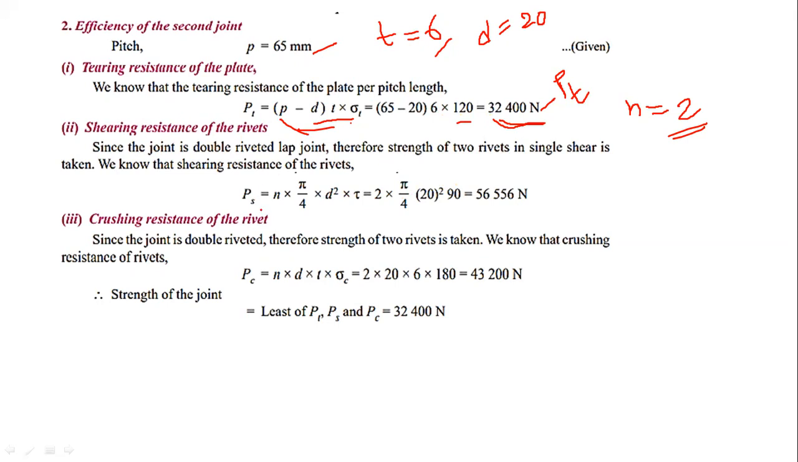And this is the formula for shearing strength. PS equal to n into pi by 4 d square into tau. For a double riveted joint, you have to consider n equal to 2, pi by 4 d square into tau. This is the value of shearing strength, that is PS.